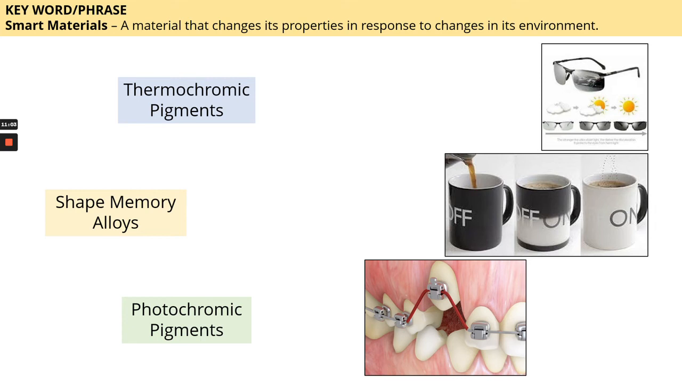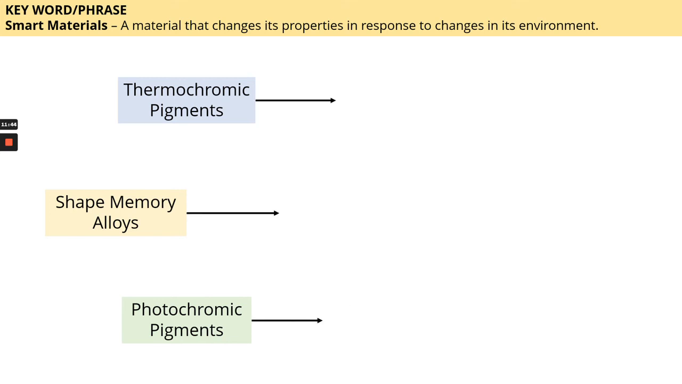Okay, so thermochromic pigments, is it the sunglasses, is it the mug, or is it the braces? Say it to the screen in 3, 2, 1. It's the mugs. Shape memory alloys, is it the sunglasses or is it the braces? 3, 2, 1. It's the braces. So that leaves photochromic pigments. They are used for transitions lenses.